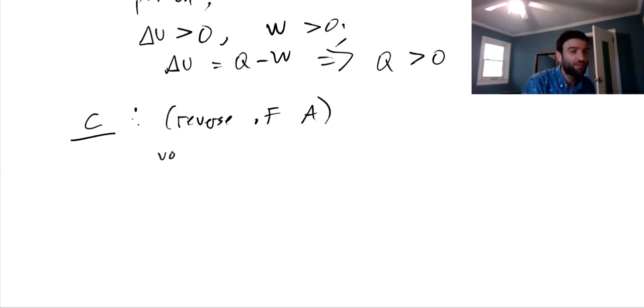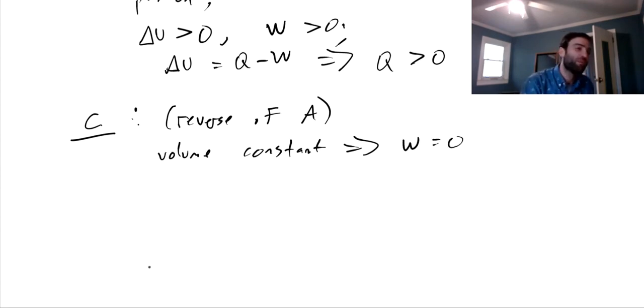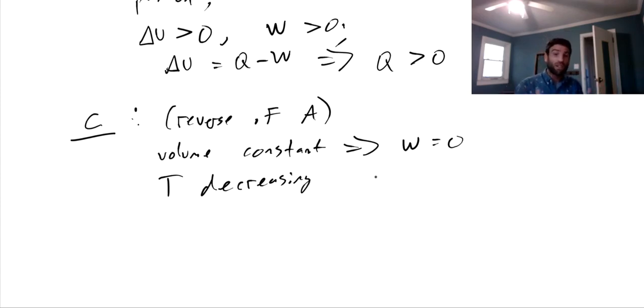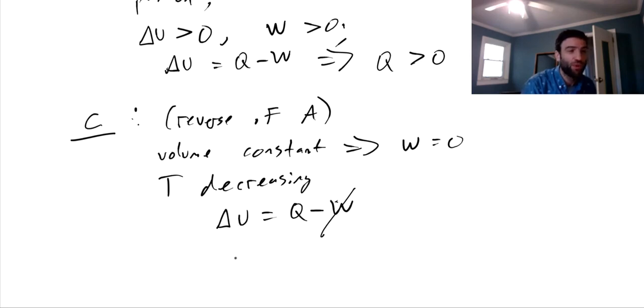Volume constant means the work is still 0 on this segment, and the fact that the pressure is decreasing while the volume stays the same means that the temperature is decreasing from the ideal gas law. Okay, the internal energy has decreased while no work has been done. Again, remember, delta U is equal to Q minus W. If W is 0, and if delta U went down, then Q went down too. In other words, heat flowed out of the piston, right? Heat flowed out of the piston.